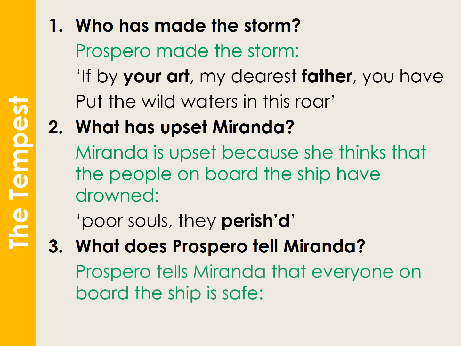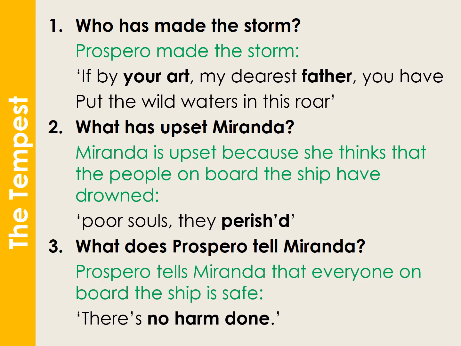Number three, what does Prospero tell Miranda? Prospero tells Miranda that everyone on board the ship is safe, and he says, "There's no harm done." Obviously, Miranda might question that, and so would we as the audience. But Prospero says that no harm has come to them, no harm has been done.